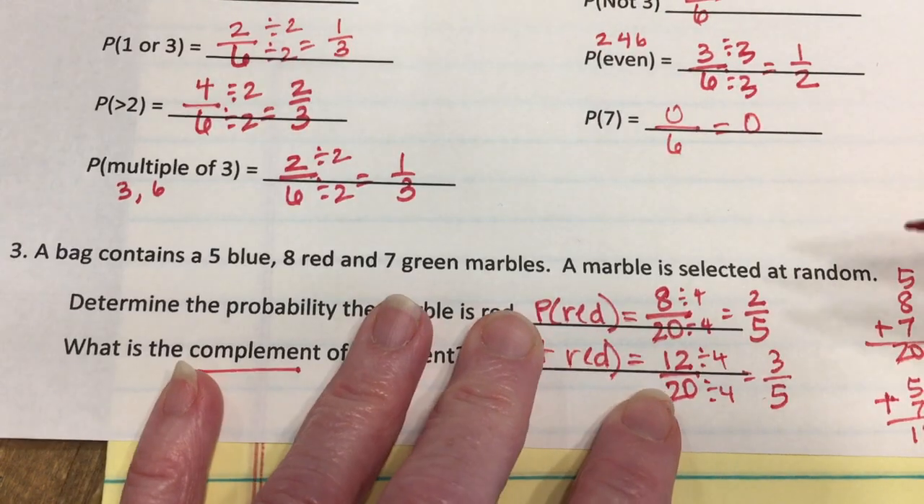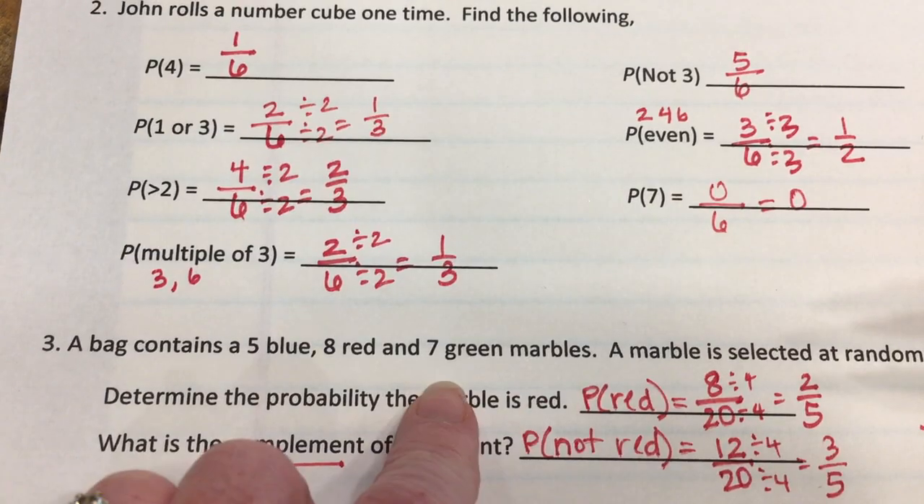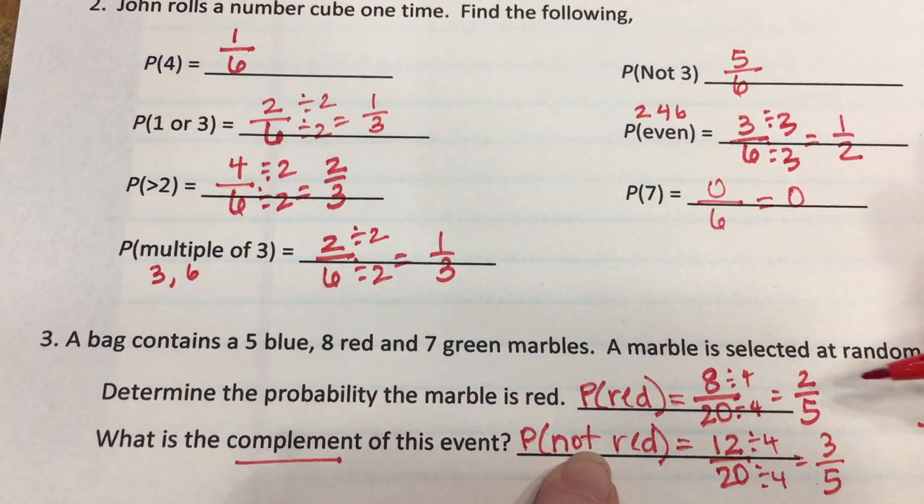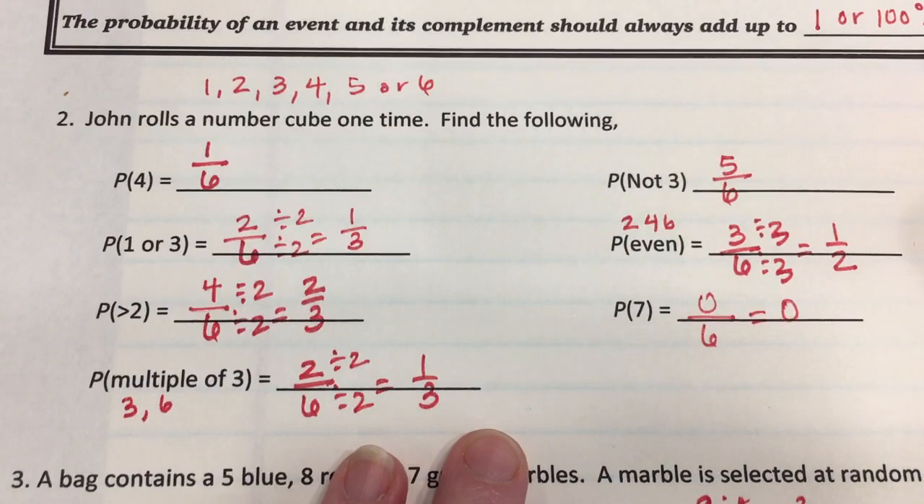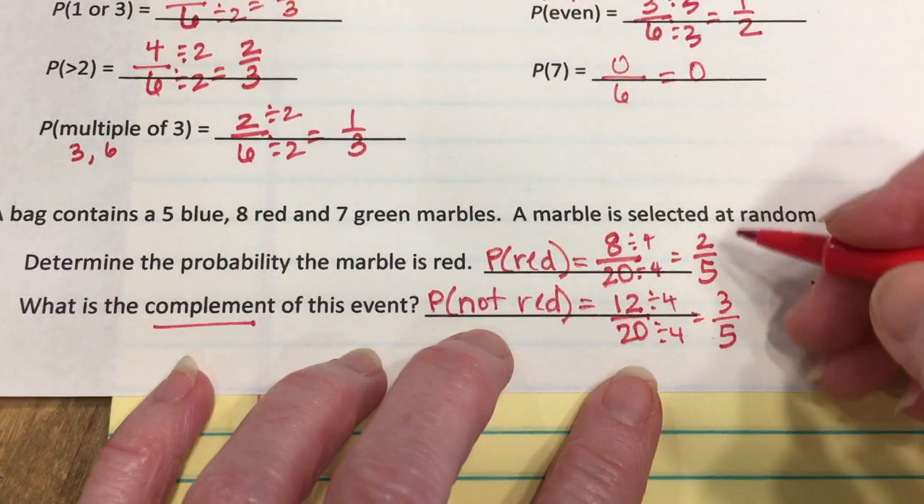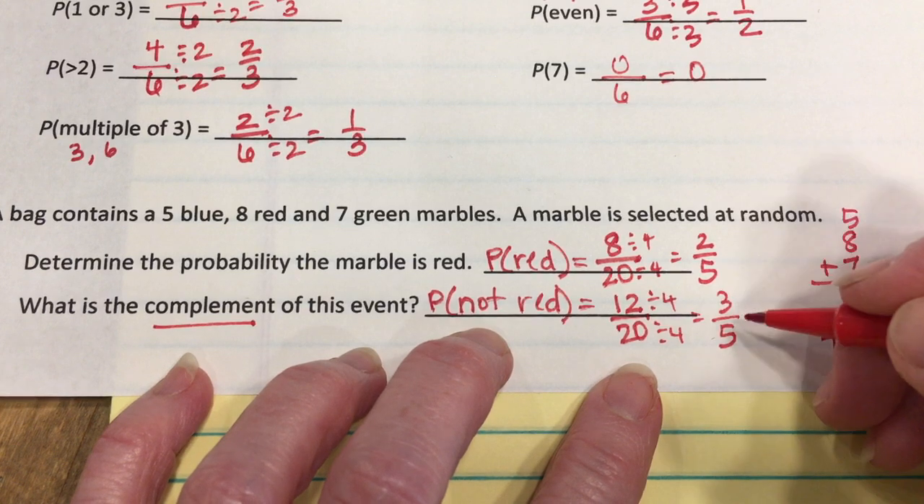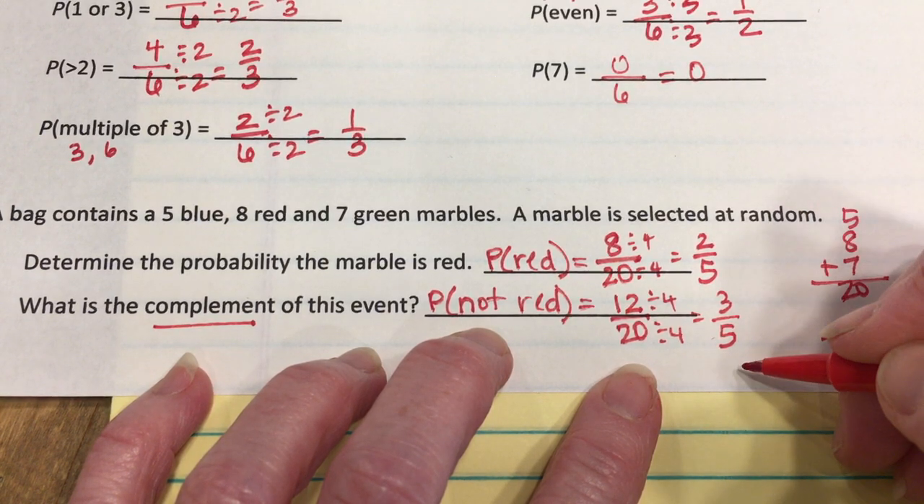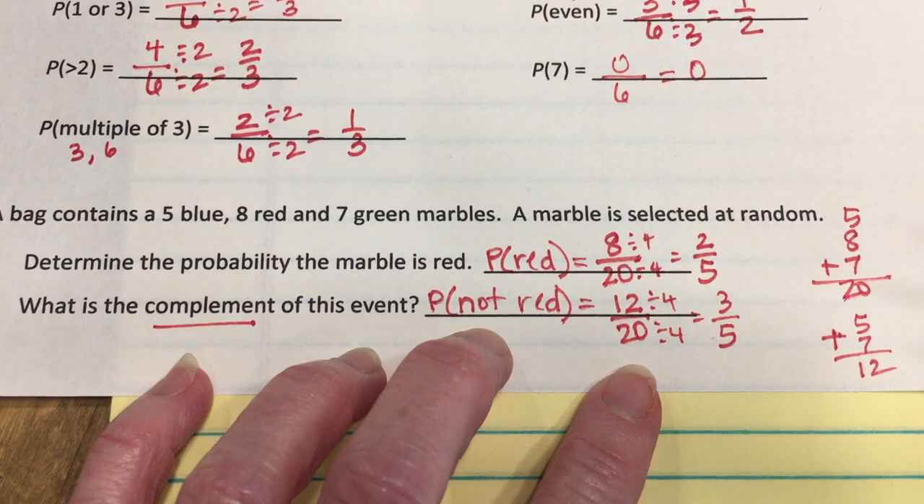All right, notice we said this before. The probability and its complement, the probability of red and not red, should always add up to what? Either 100%, or 1. So does 2/5 plus 3/5 add up to 1? Yeah, 2/5 plus 3/5 is 5/5, which is 1 whole.